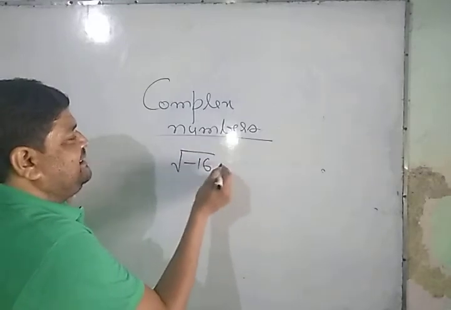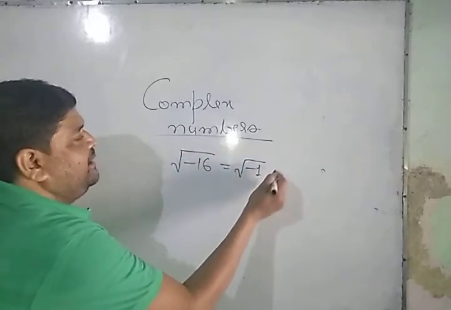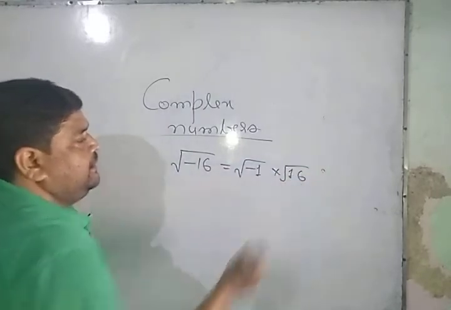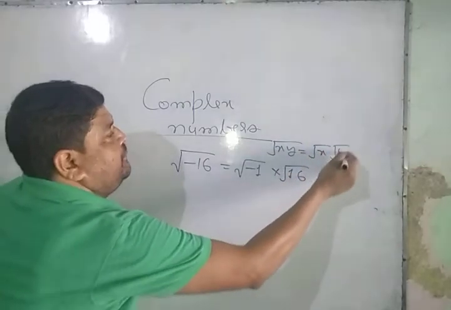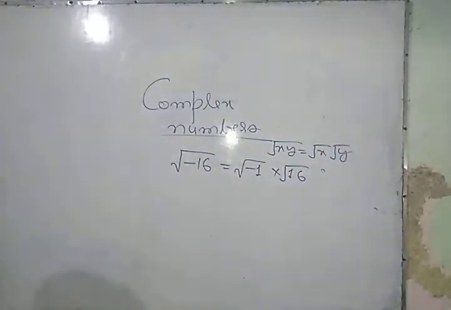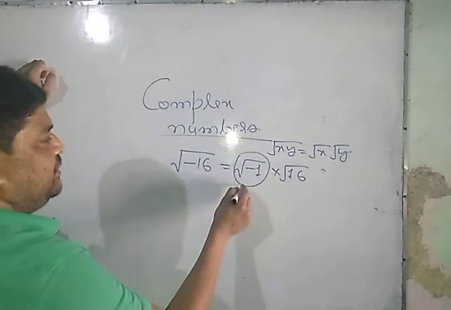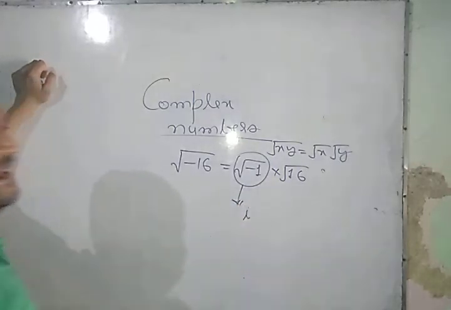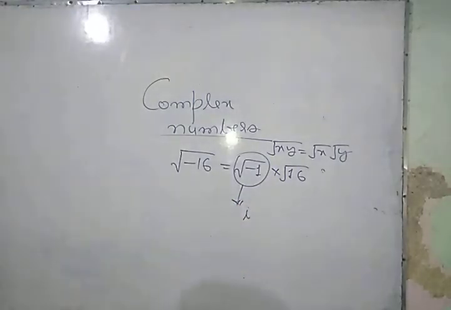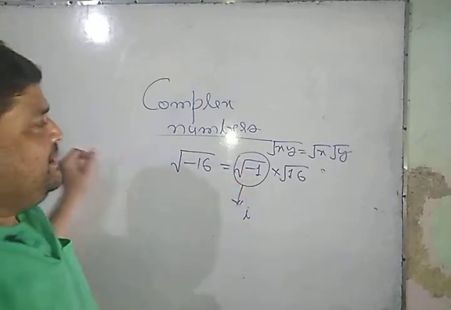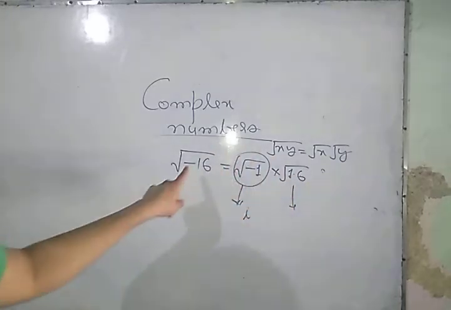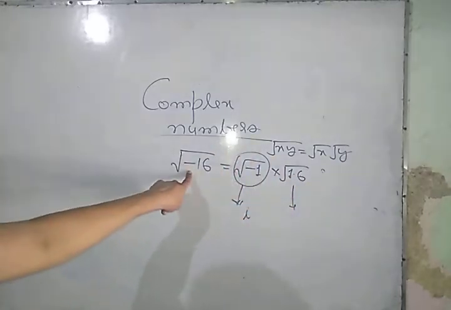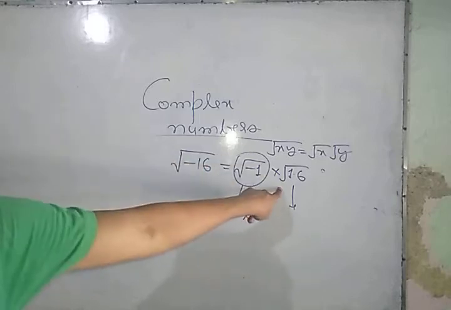Now root minus 16 can be written as root minus 1 into root 16, because we know that root xy can be written as root x into root y. Now this root minus 1 is represented by i. This is the smallest imaginary number in the world, i. Root minus 1 means i, and root 16 is a real number. Once again I am repeating, root minus 16 is an imaginary number, but root 16 is a real number.